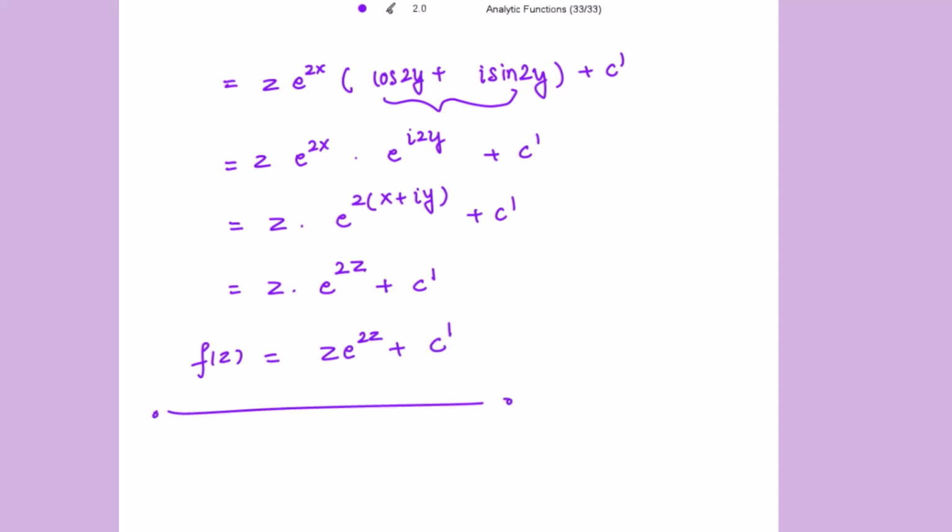So in the next content, we will determine the analytic function with the help of the Milne-Thomson method, which is very easier to use, right?